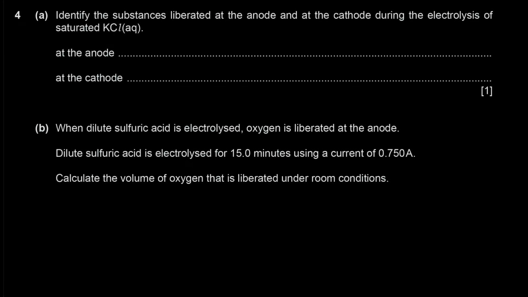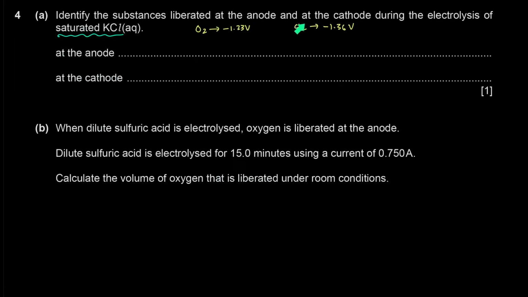So here we have question number 4. It says identify the substances liberated at the anode and at the cathode during the electrolysis of saturated KCl aqueous. Now, if you have saturated potassium chloride, you remember for the liberation of oxygen at the anode, the potential is negative 1.23, whereas for chlorine gas, we have negative 1.36 volts. But this is obviously if you have a 1 mole per dm cube solution of chloride. Since the difference between these is just 0.13, oxygen is favored in a dilute solution, or a 1 mole per dm cube solution.